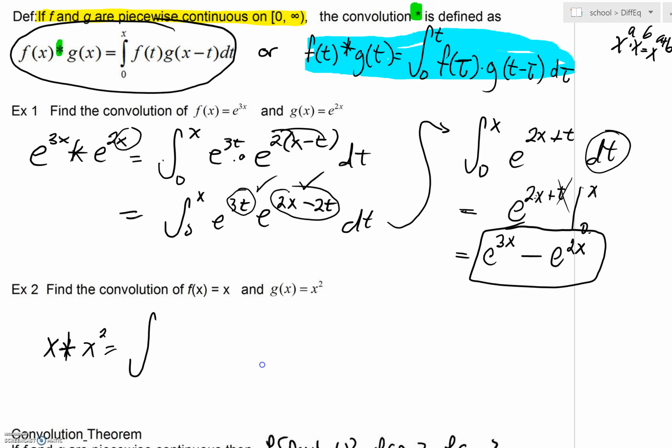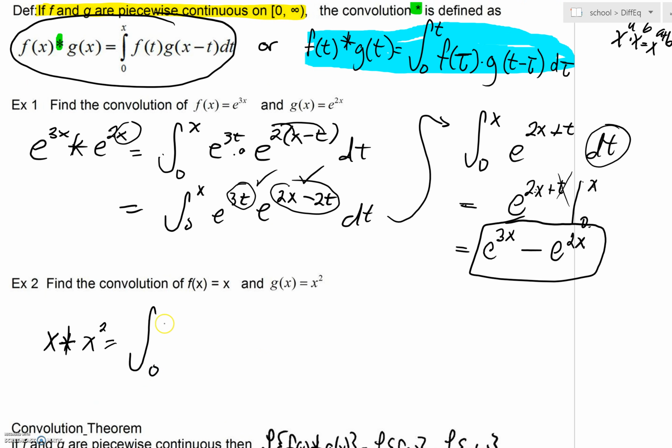Looking at the top here, we're going to integrate from 0 to x. We'll have f of t. Well, f of t is simply t. And then we're going to have g of x minus t. Well, I think you can see already that's going to be x minus t quantity squared. And of course, we're integrating with respect to t.